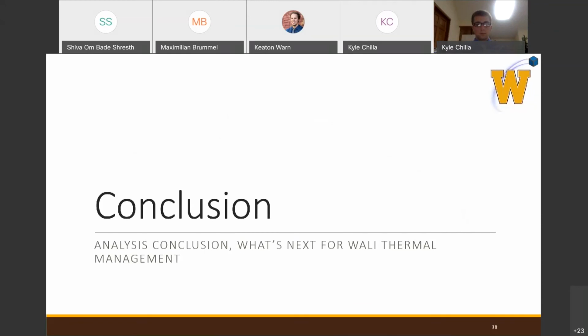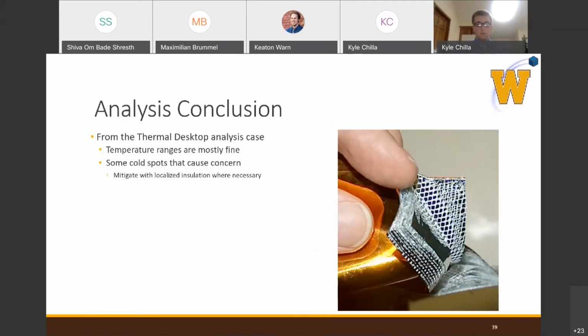Moving to our conclusion, and then the next steps for the Wally thermal management team. From our Thermal Desktop analysis, we conclude that most of the temperature ranges for the components within OpsCube are fine over their first few orbits. This is with the exception of the OES, as it does go below its minimum operable conditions. These cold spots will be addressed locally using multi-layer insulation.